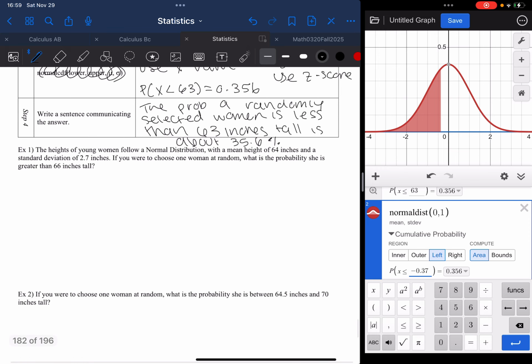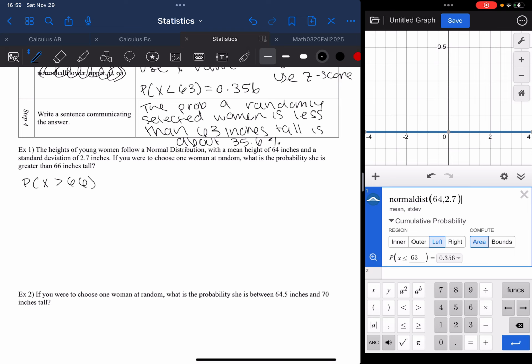Okay, the next example says the heights of young women follow a normal distribution with a mean height of 64 and a standard deviation of 2.7. Okay, so those numbers have not changed. If you were to choose one woman at random, what is the probability that she is greater than 66 inches tall? So we would go through all these same steps, but since we're looking at the same steps as the problem above, the main thing that's changing is my probability. So this is the probability that x is greater than 66.